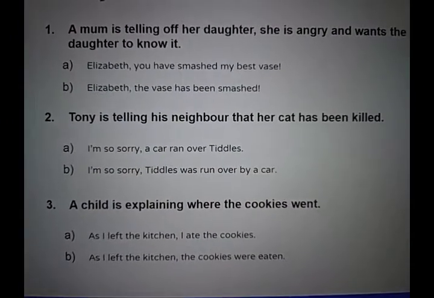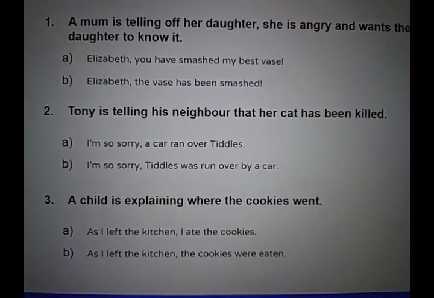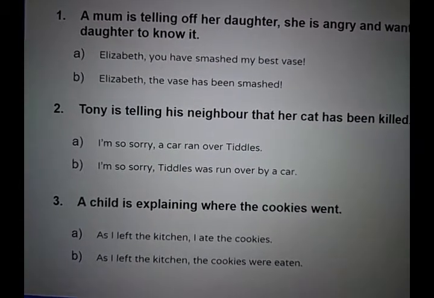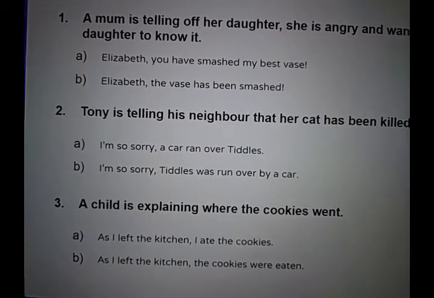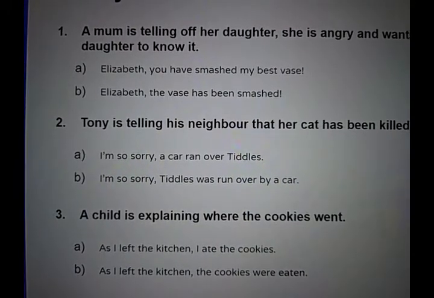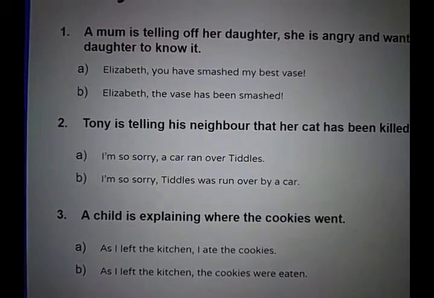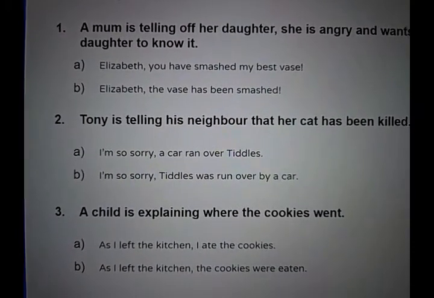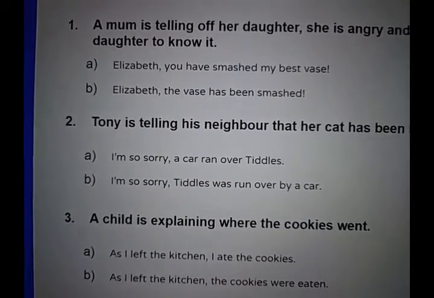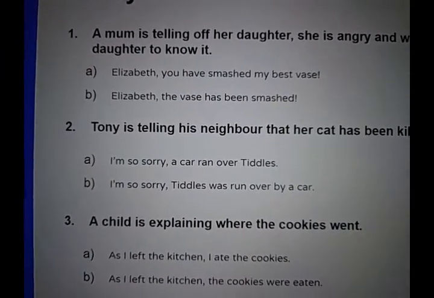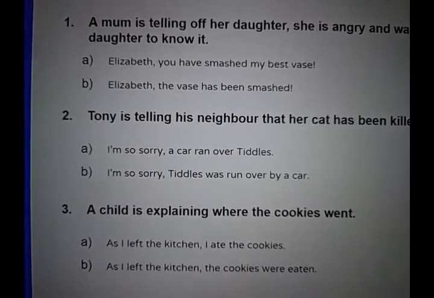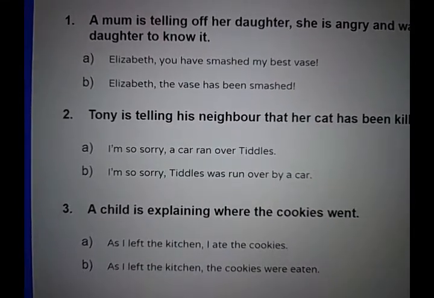How about this one? Tony is telling his neighbour that her cat has been killed. That's a rather sad one. But what's better here? I'm sorry, a car ran over Tiddles. Or I'm so sorry, Tiddles was run over by the car. The first one, the car ran over Tiddles. The car is the subject, is doing the running over, and Tiddles is the poor thing being run over. So that one is active. Second, Tiddles, the object, we put that before. Tiddles was run over by a car.